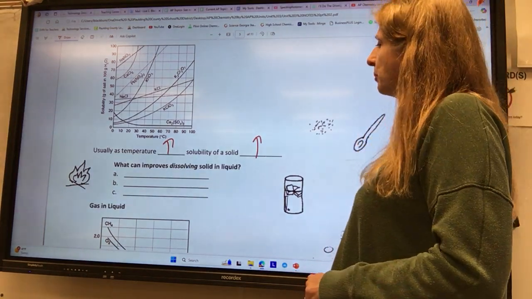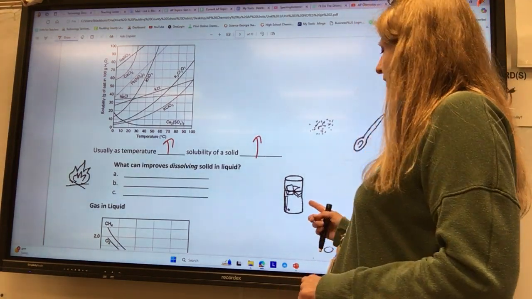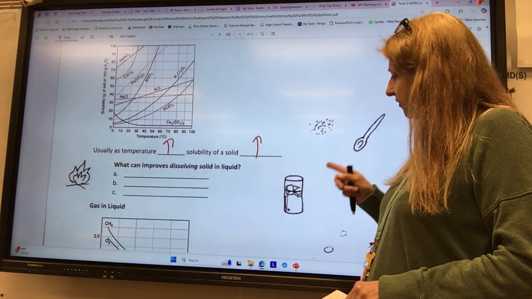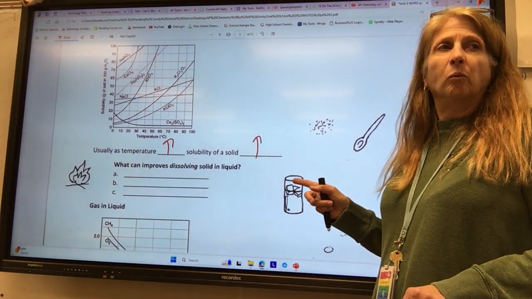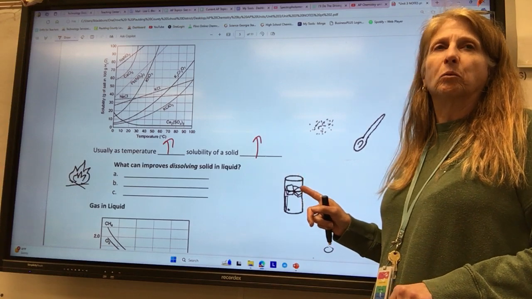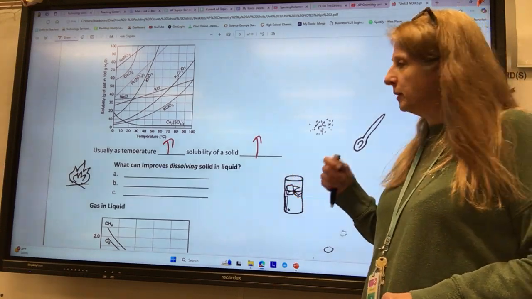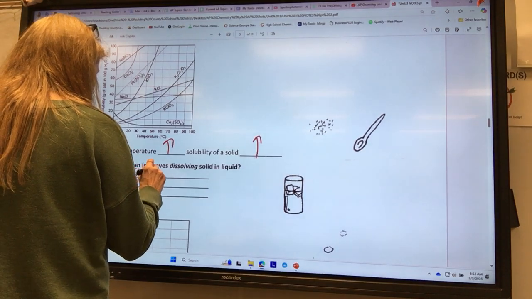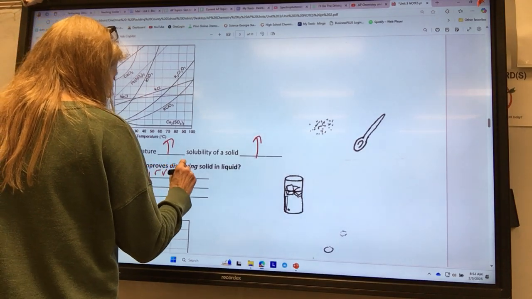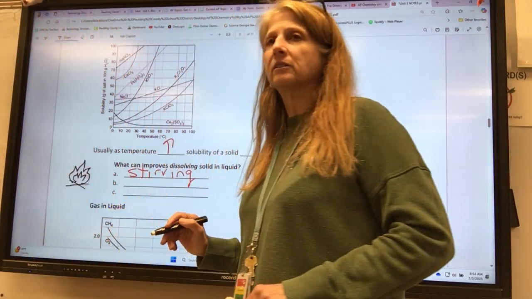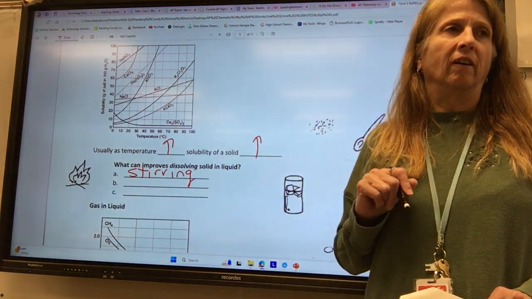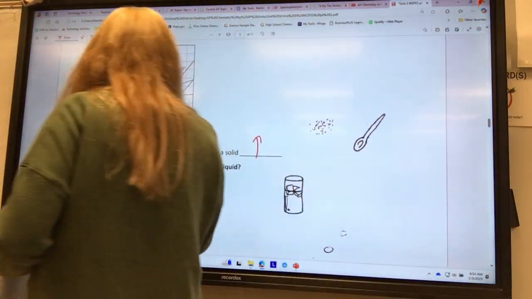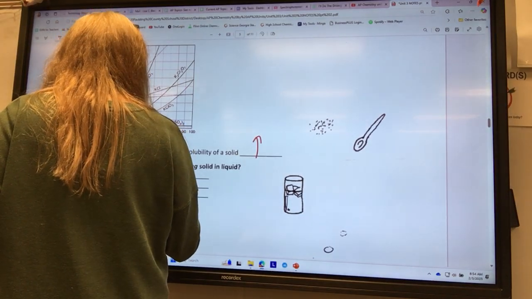Now, what can improve dissolving a solid in a liquid? In our example, we can always think about a sweet iced tea. We're trying to get the sugar to dissolve. We put the sugar in and it's not dissolving. What do we do first? We try to stir it. So stirring can help dissolve. Okay, but it's not going to work because when are you supposed to add the sugar? Before the ice, while it's hot. So heat is the other thing that helps.